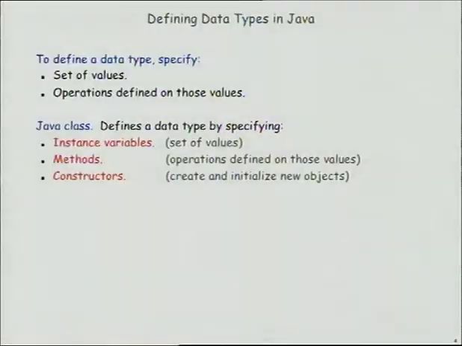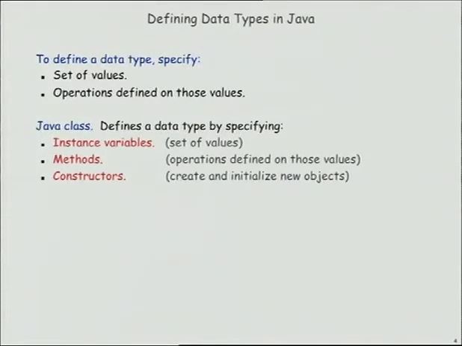Now in Java, the part of the language that allows you to create data types is the class. So in Java, if you write a class, you are basically defining a data type. And for a class to work, you need three things. You have the instance variables, you have the methods that you can define, and then you have constructors, that is, to create new instances of this class.